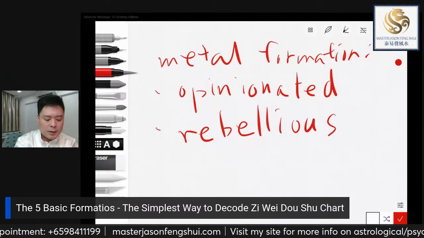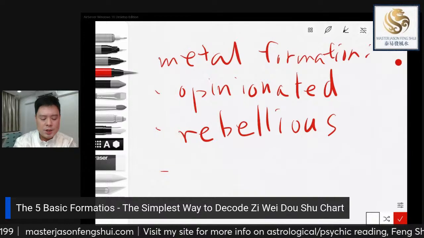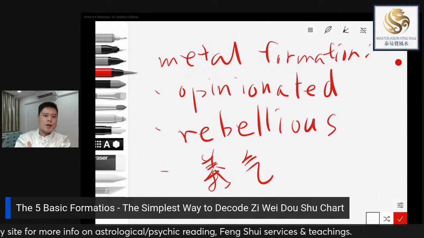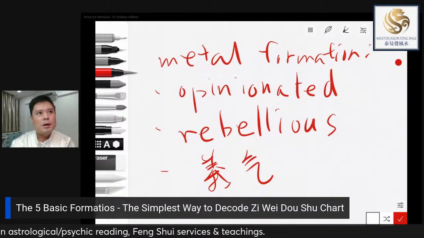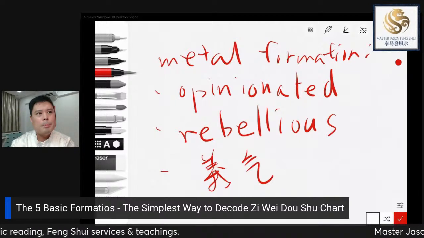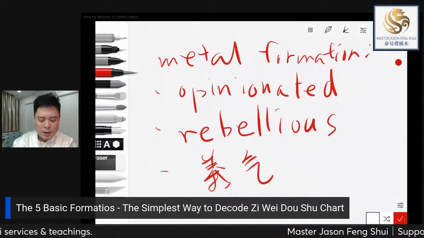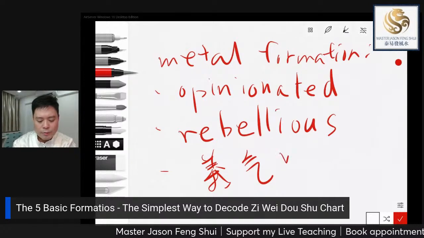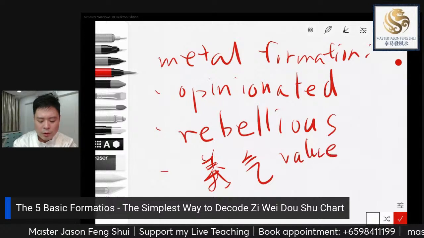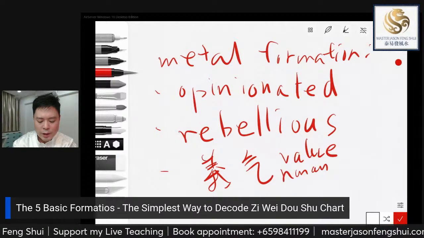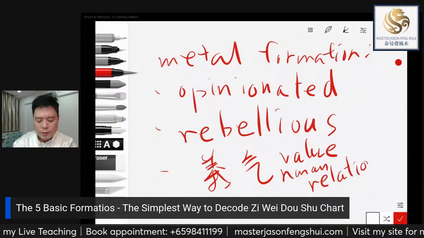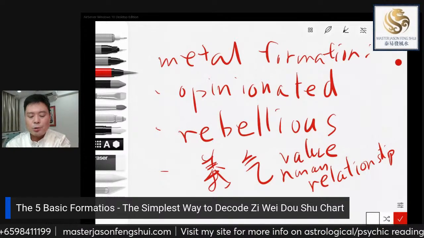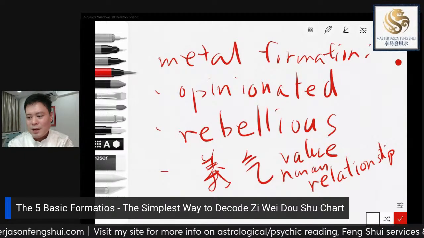Okay, but they can be very 义气, 很有义气. How do I put it in English? It means they value human relationships, right? Like if you ask them for help, usually they will go all in, go all out to help you, right? 义气, they have 义气, okay?